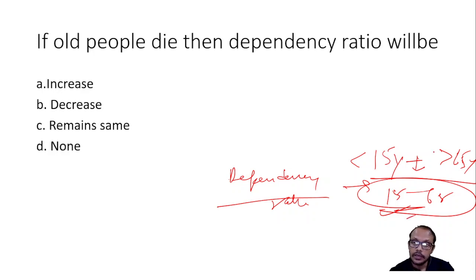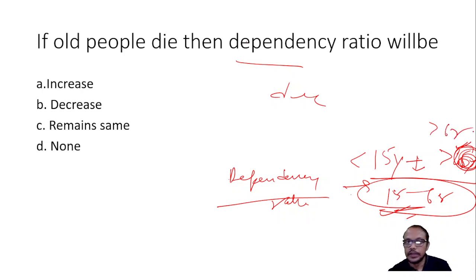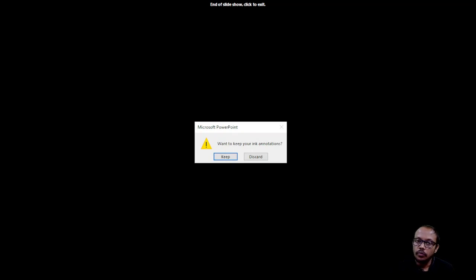If old people die, for example, if more than 65 people die, then the number above 65 should decrease. So, the dependency ratio would decrease. Okay. That is a good thing. If dependency ratio is decreased, our population is not burdened. Fewer dependent people are there, more independent people are there. But elderly people should also live long. But in the quiz scenario, if old people die, the dependency ratio will decrease. Less than 15 years and more than 65 years both decrease.